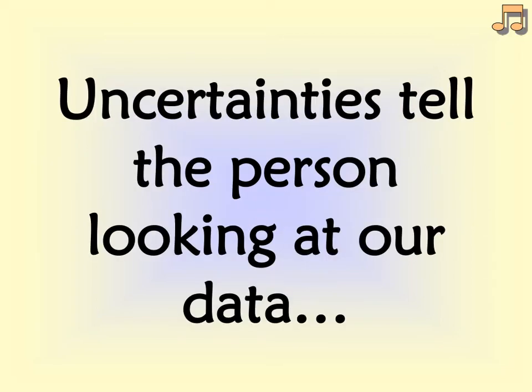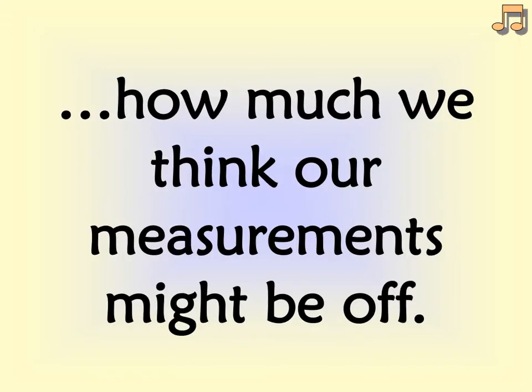When you assign an uncertainty to a measurement, you're going to let the person who's looking at your data know how much you think your answer might be off. You're saying, I think this is the value, this is what I measured it to be, but it could be a little bit above or below that. So that's the whole point of an uncertainty, is to give the person an idea of how carefully you were able to measure.